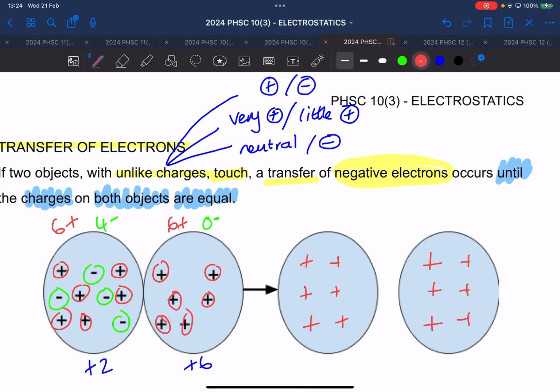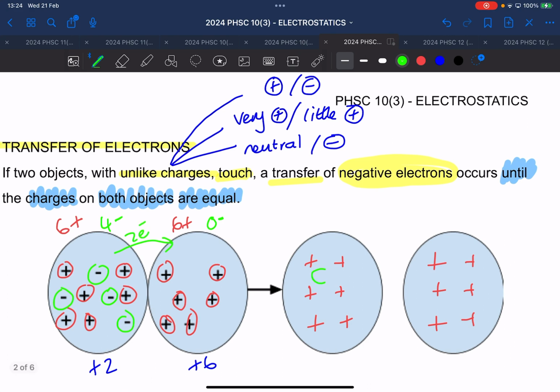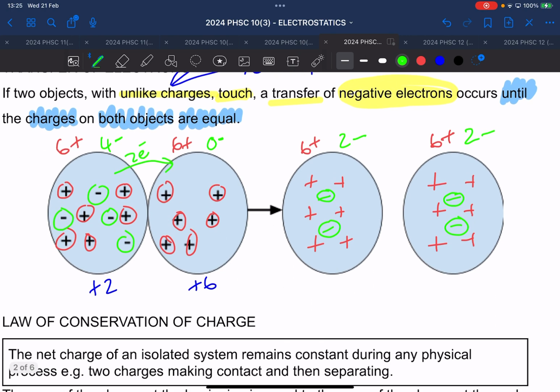So we said that 2 of the electrons will transfer, so that this one has 2 and this one has 2. So if you now look at the net charge on both objects, this one has 6 positive things and 2 negative things, and this one has 6 positive things and 2 negative things. So this one's net charge is positive 4 and this one is positive 4, so they are equal.